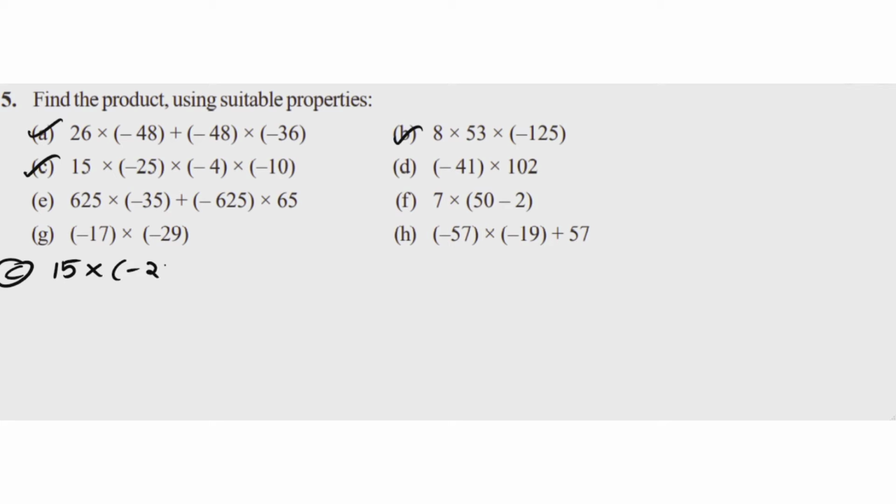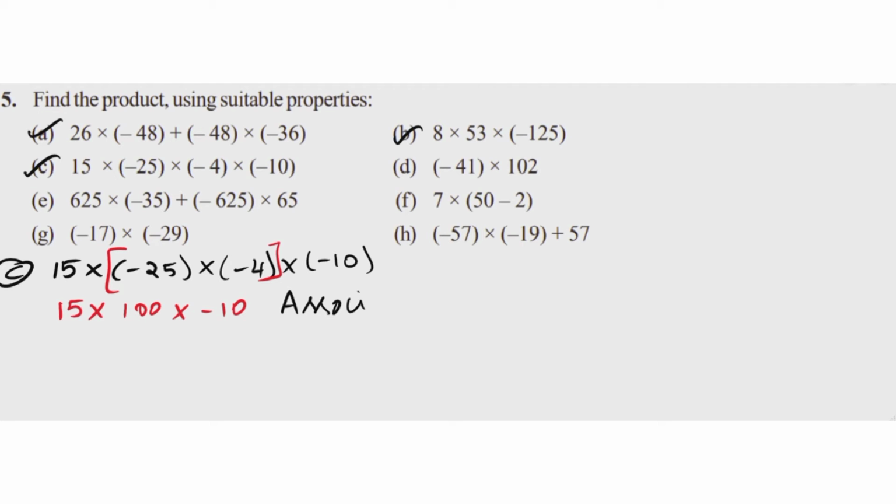That is 15 multiplied by minus 25 multiplied by minus 4 multiplied by minus 10. You can group any 2 terms. According to my convenience, I am grouping these 2. It's your wish. So I am grouping and multiplying. 15 multiplied by, after multiplying 25 into 4, I get my answer as 100. And then multiplied by minus 10. Now see, check it. I have only 3 numbers, right? If I have 3 numbers, we can use associative property.